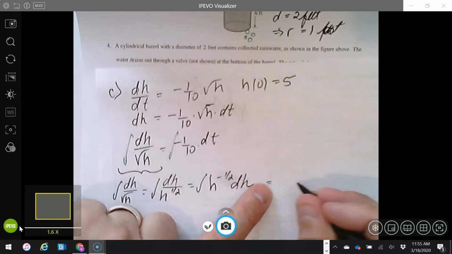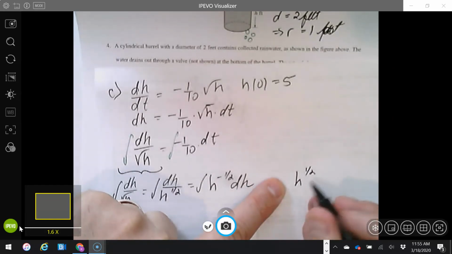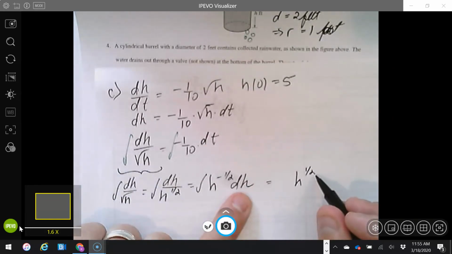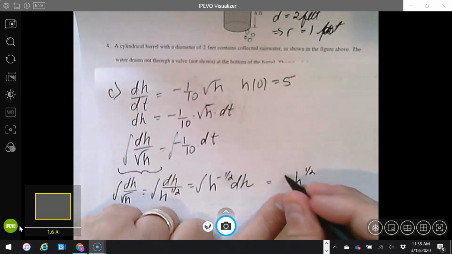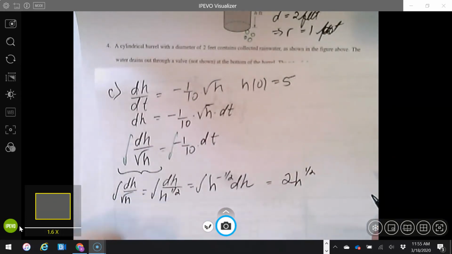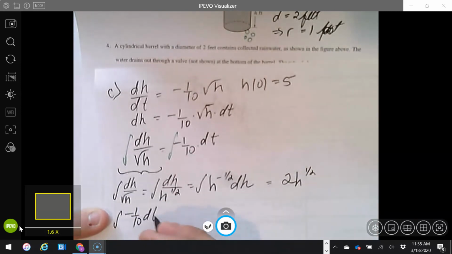I have h to a power. The power rule says add 1 to the power. Negative 1/2 plus 1 is 1/2. Divide by that new power. 1 divided by 1/2 is 2. To integrate negative 1 over 10 dt, that should be even easier. The integral of negative 1 over 10 with respect to t is negative 1/10 t.